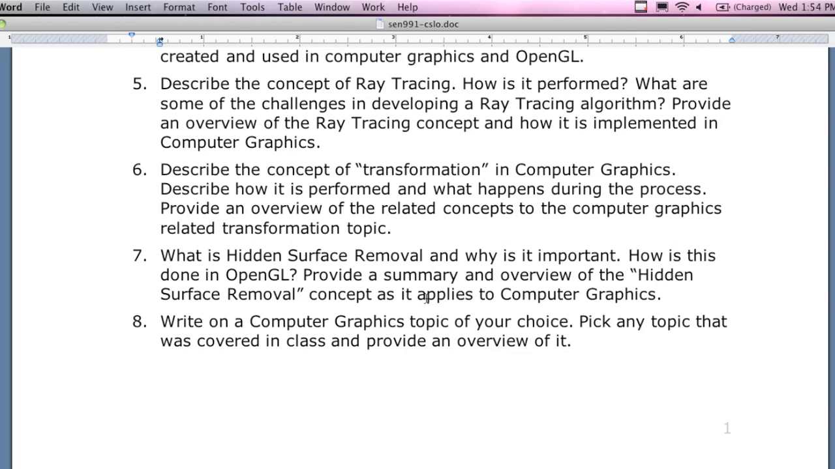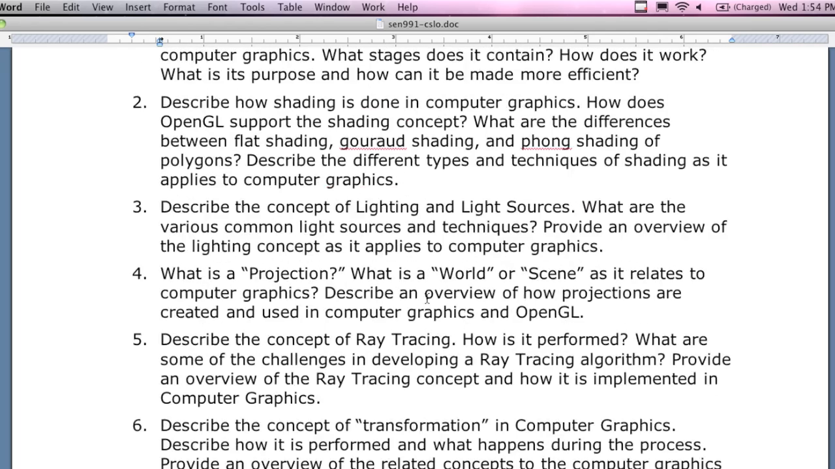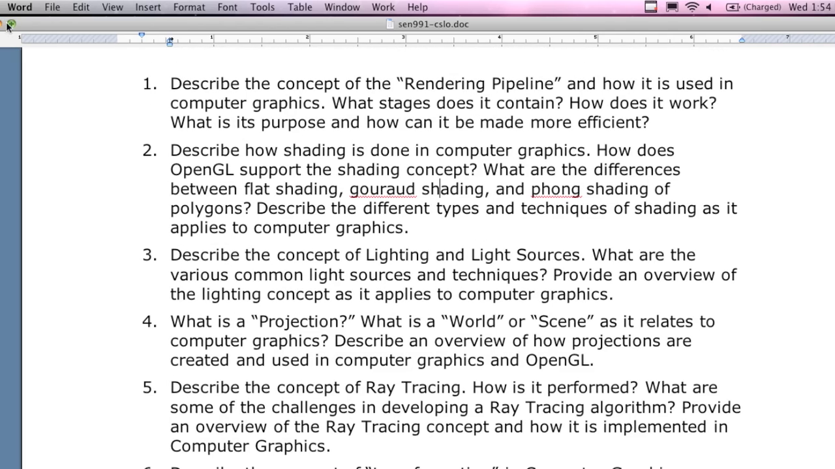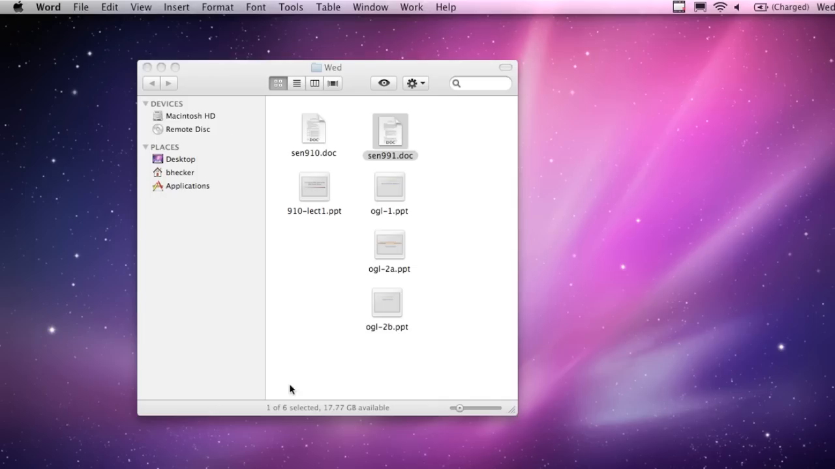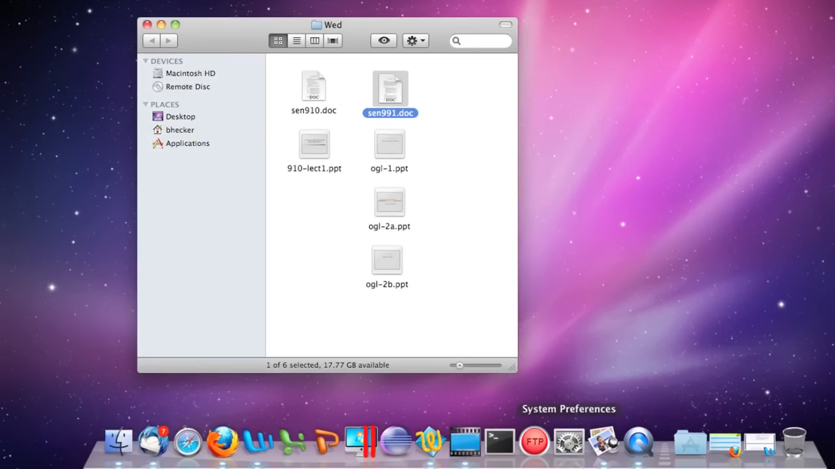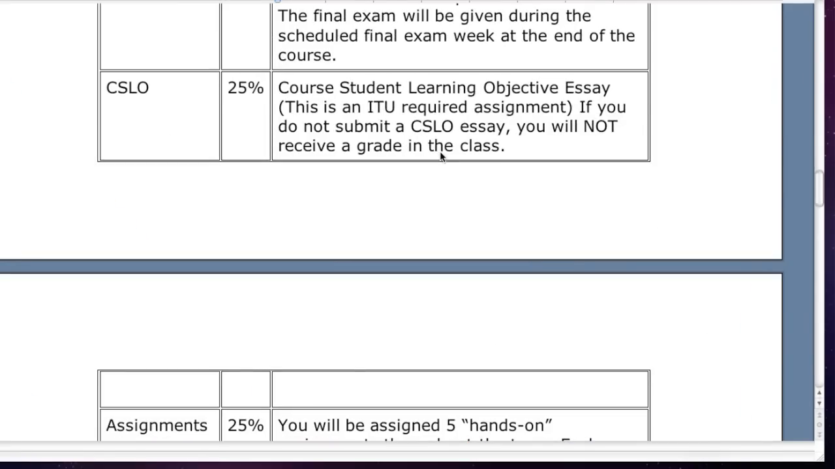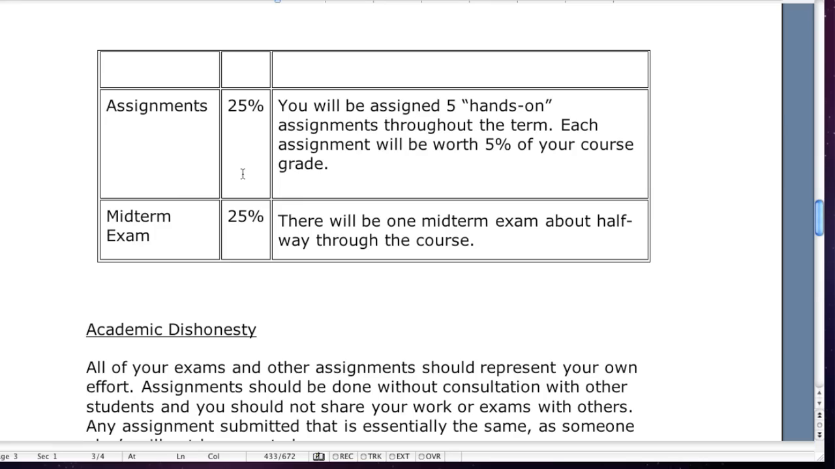Yeah, you get your choice. You only write one essay. It's on one of the topics that you're given. So it's not too bad. The midterm for this particular class is a take-home midterm. So here's the midterm. It's take-home about halfway through the course.